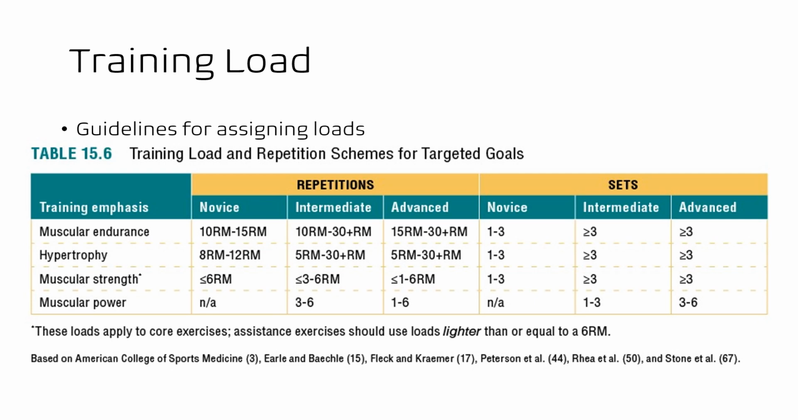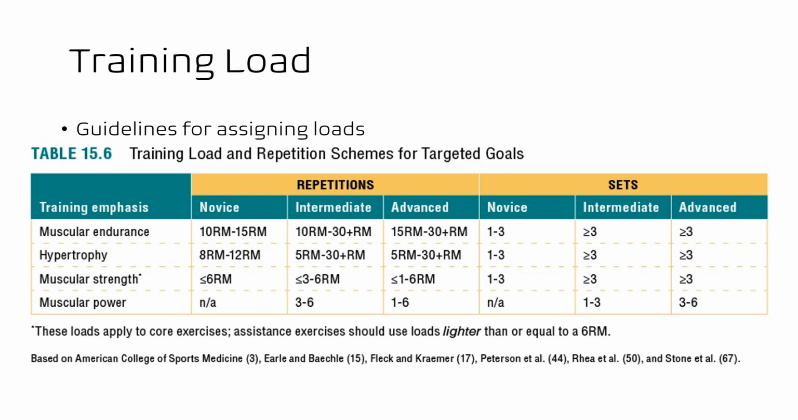Power and explosiveness. You're going to incorporate explosive exercises such as Olympic lifts, plyometrics, and medicine ball throws. Use moderate to heavy loads that allow for explosive movements with proper technique, about 30 to 60% of 1RM for explosive exercises. Focus on speed and power output rather than fatigue, utilizing lower rep ranges of 1 to 5 and maximizing acceleration.